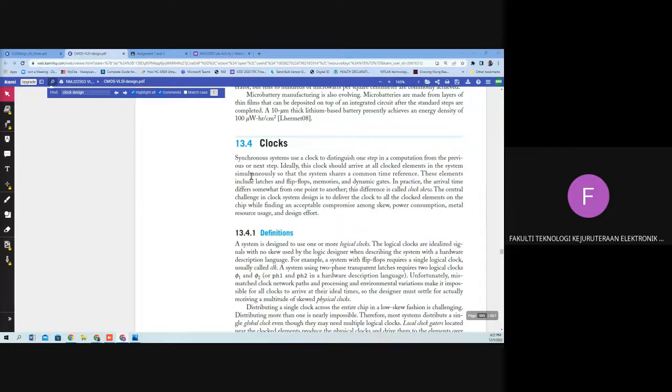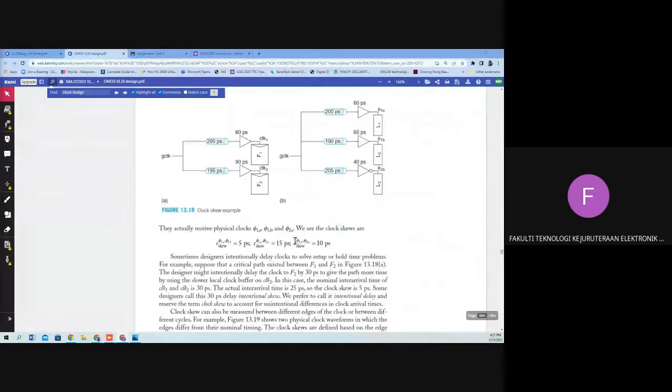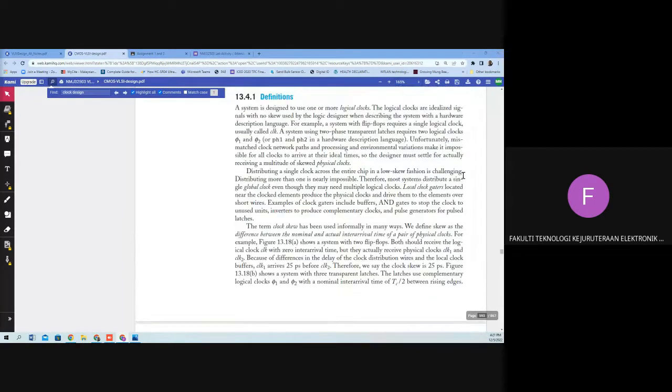So I give you time to read, beginning from section 13.4 until the end of page 566. Okay, try to read first. I give you about 5 minutes.